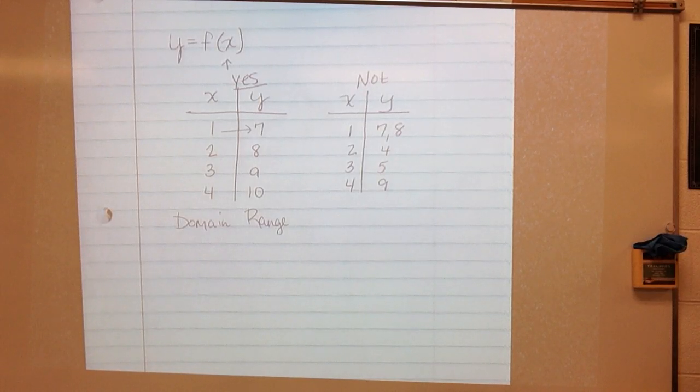If you look at this on the first graph, you will see that every x value only gives you one y value. On the second graph, same thing. But look at the third graph.